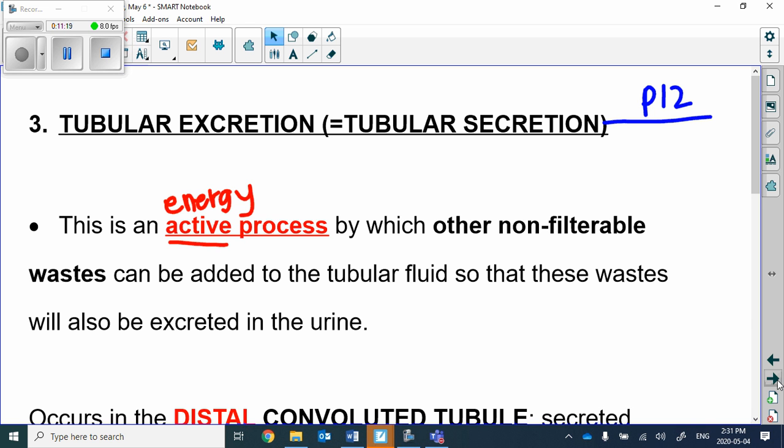The last part of urine formation is tubular excretion, or sometimes called tubular secretion. I've updated your book, so these page numbers are no longer valid. So I'm going to take that out, and I apologize for the ones in the notes section.